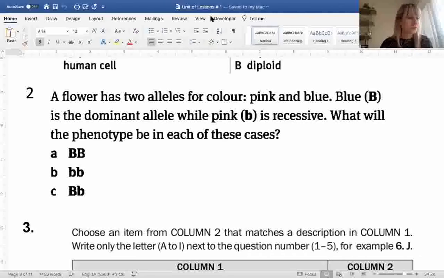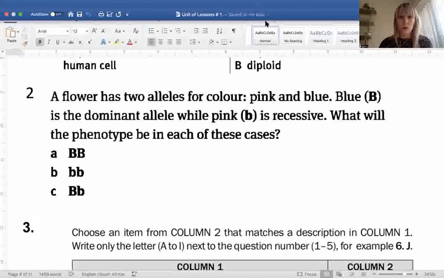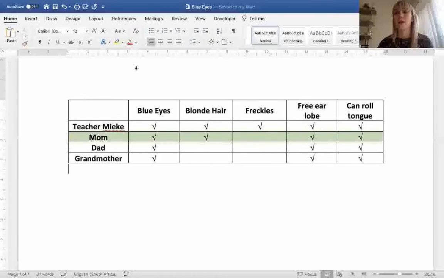You also had to complete a table comparing your traits with the traits of your family members. So let me quickly share my table with you. Let's see. Sorry, let's just see where it is because I can't find it now. Here. Okay. It does say you are sharing screen, so I hope you can see the table.